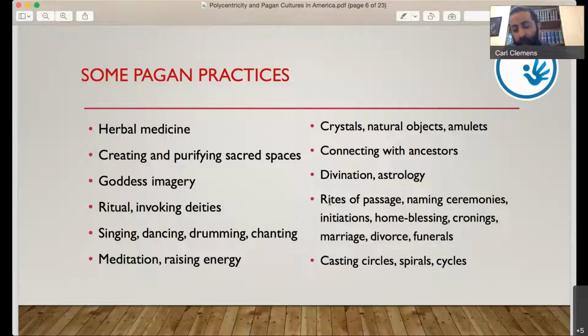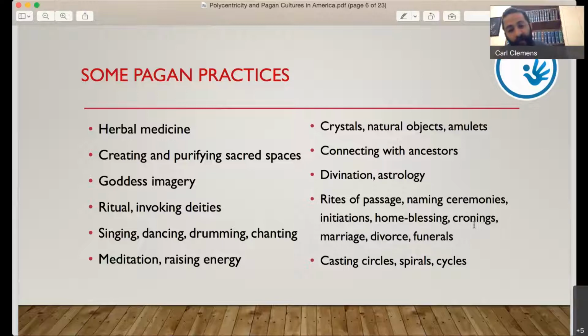Cronings are very important. A crone is an elderly, wise pagan woman. So when a woman enters that last stage of life after she is done with family life, she has raised her children, and her children are now independent, she can undergo a croning initiation where she's initiated as a wise elder within the community, and they play a very important part in the pagan community. And then there's marriage and divorce and funerals.